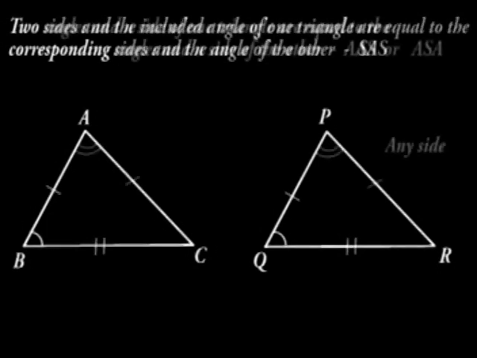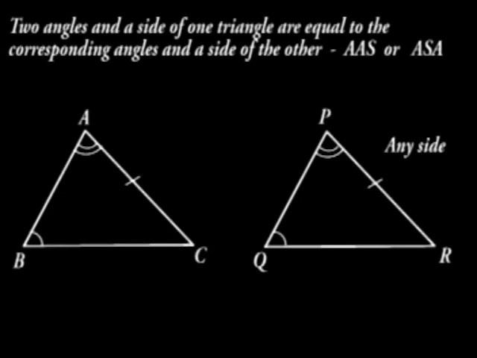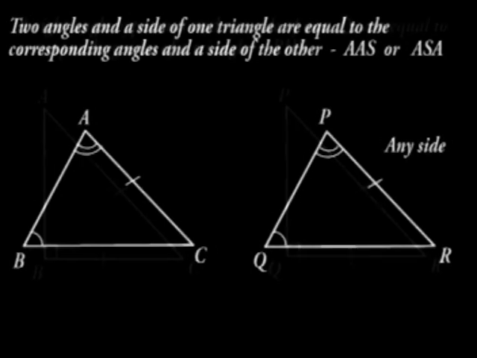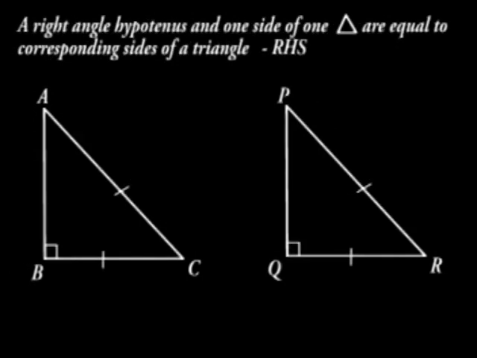Finally, 2 angles and a side of one triangle are equal to the corresponding angles and a side of the other triangle, abbreviated AAS or ASA, as shown below. Or a right angle, hypotenuse, and one side of one triangle is equal to corresponding sides of the other triangle, abbreviated RHS, shown below.